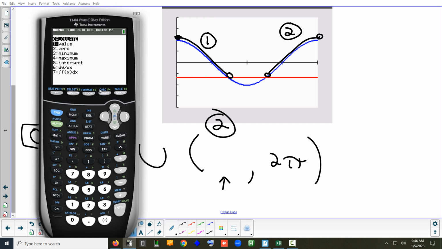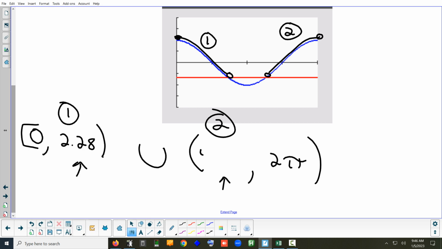Interval 2, second calc intersect. Should be good enough. It's almost 4. 4.00. So from 4 to 2 pi, we are above the red line again. Now, how would you describe where you're below the red line? From what number to what number? You have all the information right there. You don't have to do anything else to describe that.